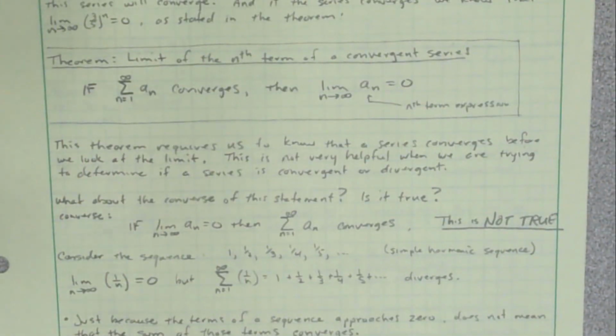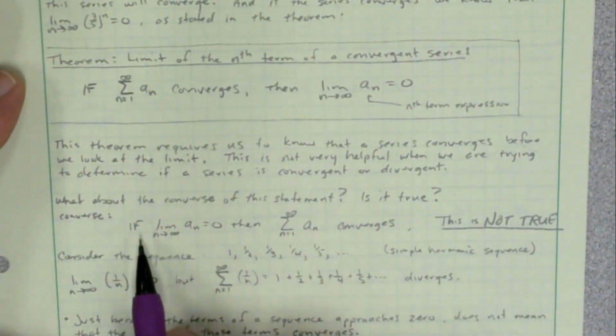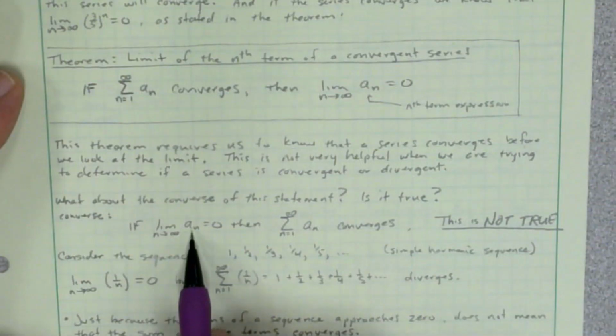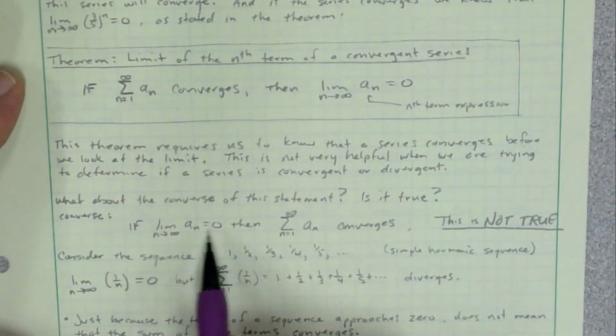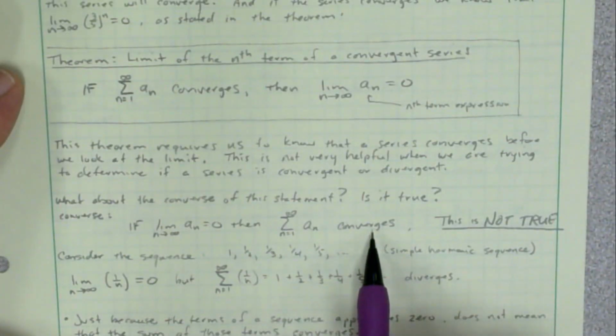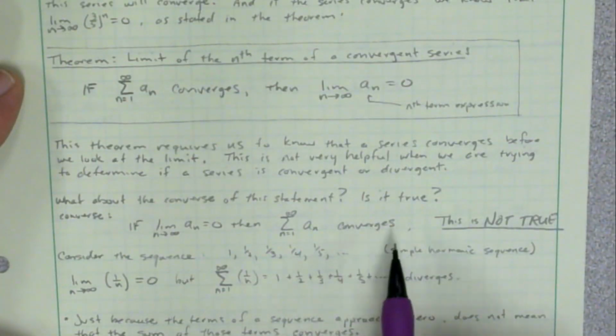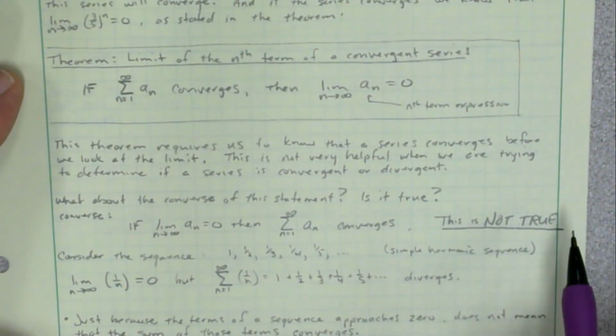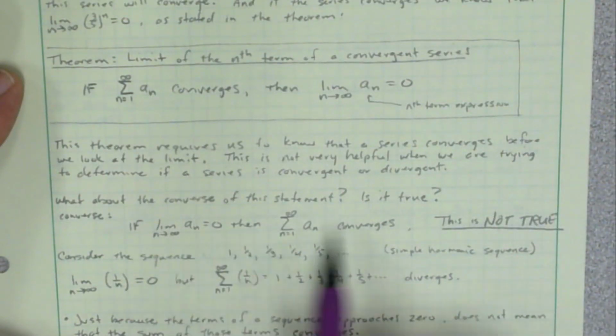What about the converse of this statement? Is it true? The converse says this: if the limit of the nth term is equal to 0, then the series converges. Could that be true? And the answer is no, this is not true. Okay, you cannot do that one.